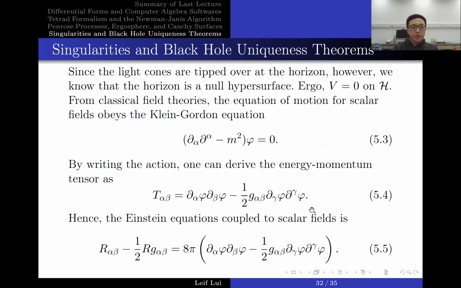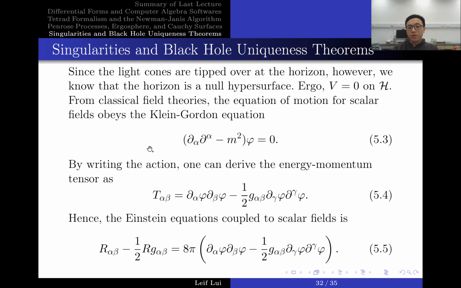So since the light cones are tipped over at the horizon, we know that the horizon is a null hypersurface, therefore, we know that v equals 0 on the horizon.